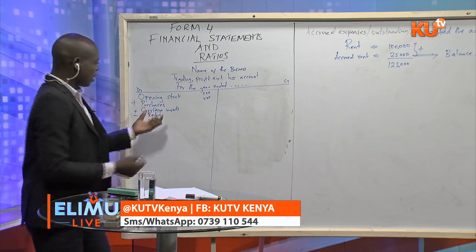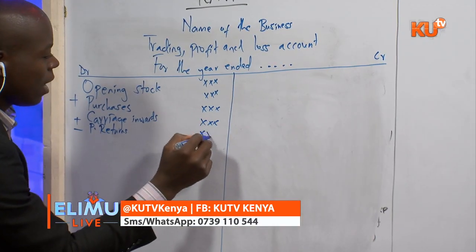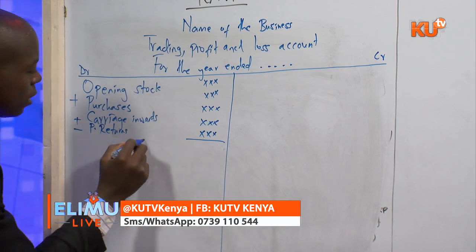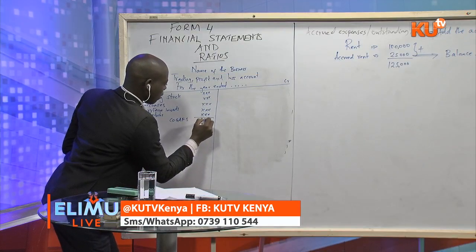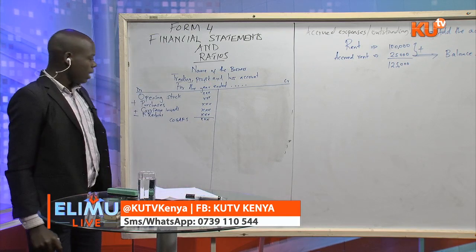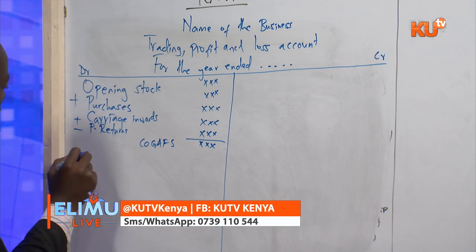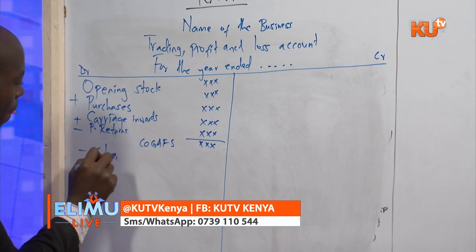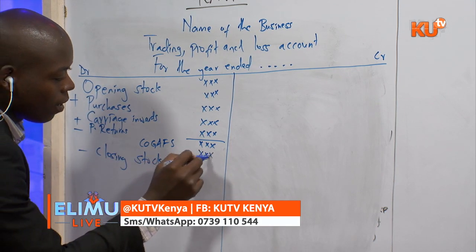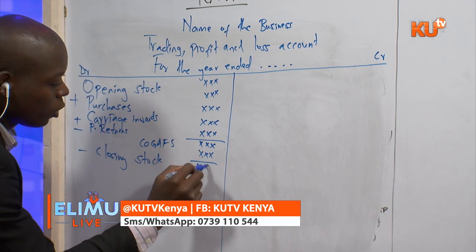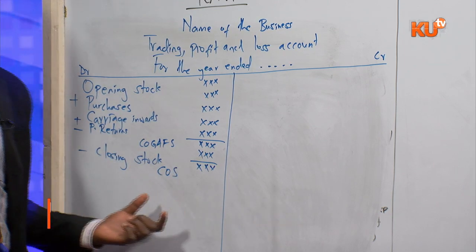And so once we have this figure, what we obtain here is a figure that we call the cost of goods available for sale. Then we less the closing stock. We subtract closing stock to get what we call cost of sale.